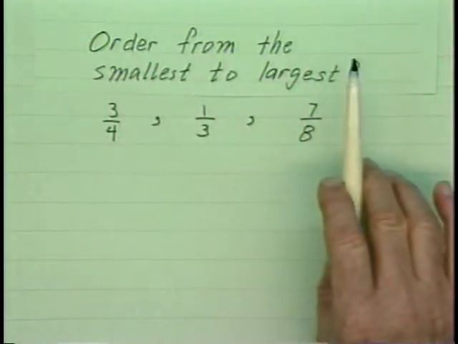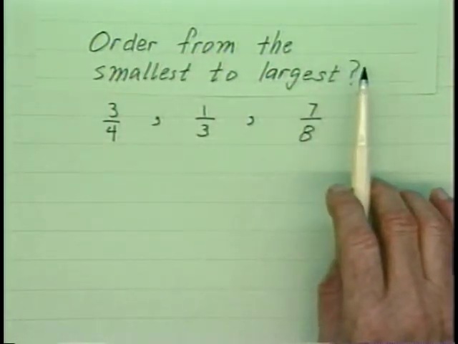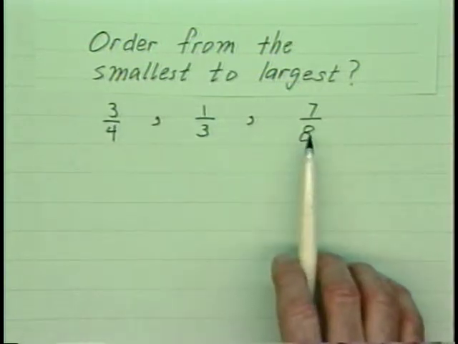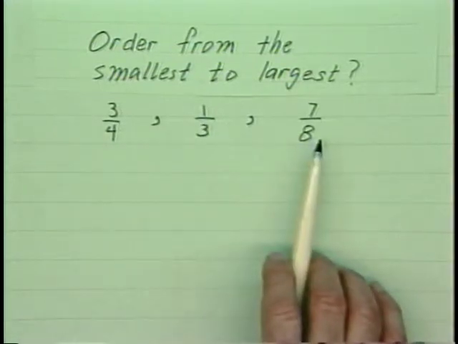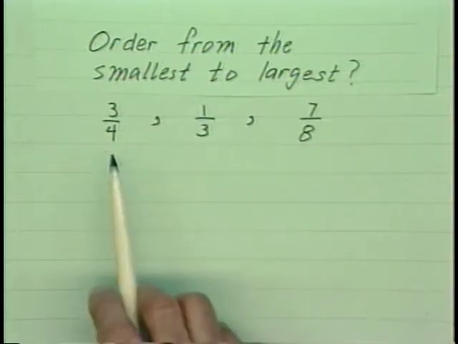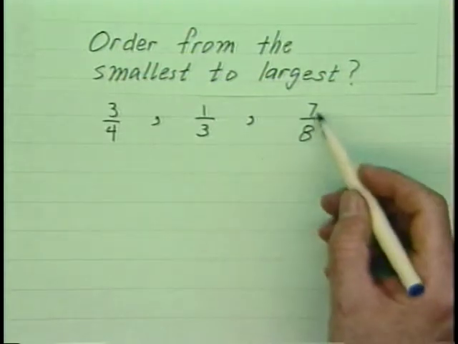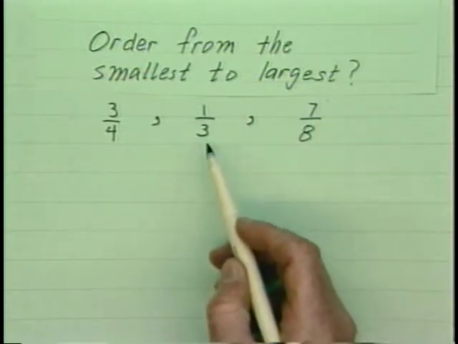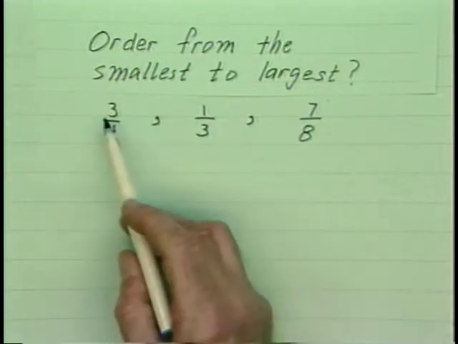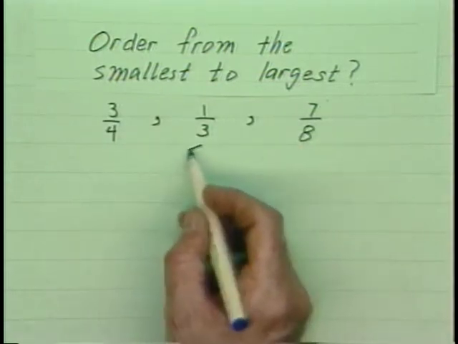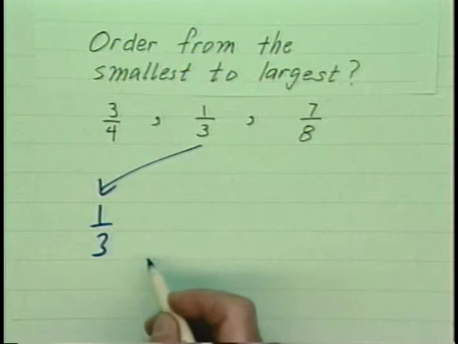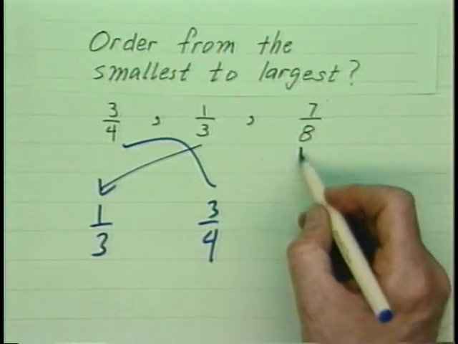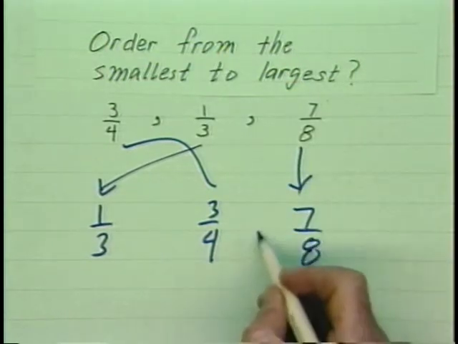This type of question really falls into three categories. The first category is simply this, where the sizes of the fractions are so extreme between them that there is no problem in ordering them, just as they are. This fraction, 7/8, is almost 1. This is considerably less than 1/2. And this is about midway between them. So we can just see that 1/3 is the smallest, 3/4 is the next, and 7/8 is the largest.